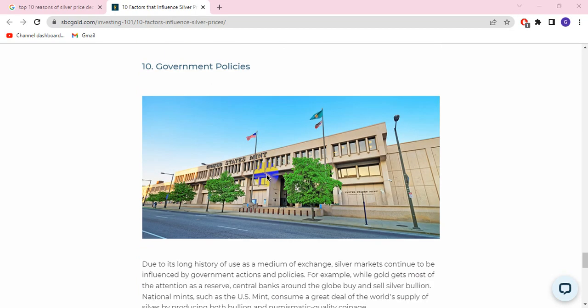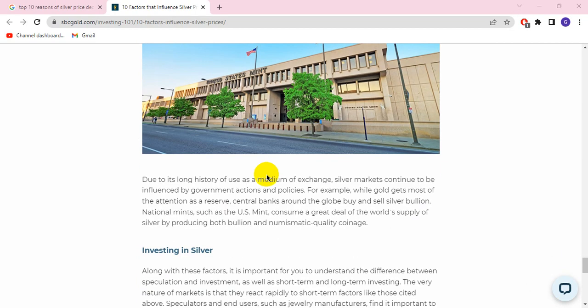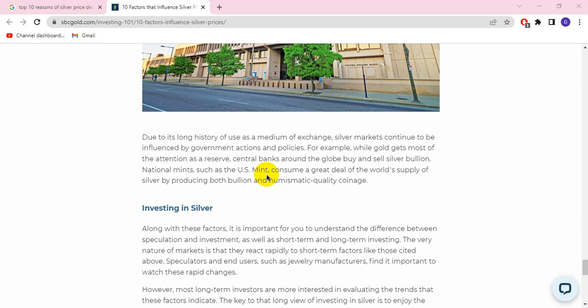The tenth reason is government policies. Due to its long history of use as a medium of exchange, silver markets continue to be influenced by government actions and policies. For example, while gold gets most of the attention as a reserve, central banks around the world also buy and sell silver. National mints, such as the U.S. Mint, consume a great deal of the world supply of silver by producing both bullion and domestic quality coinage.